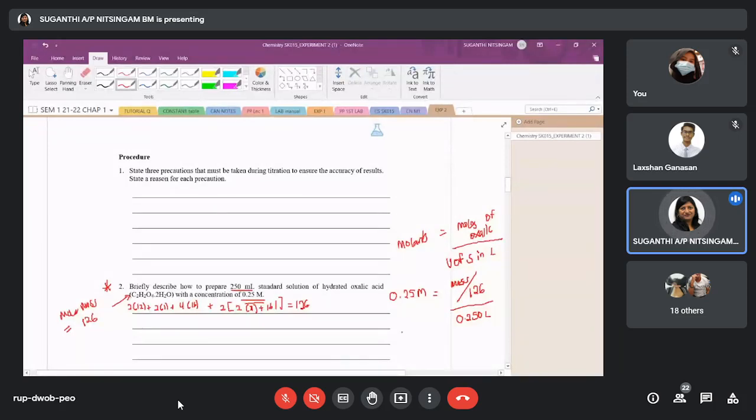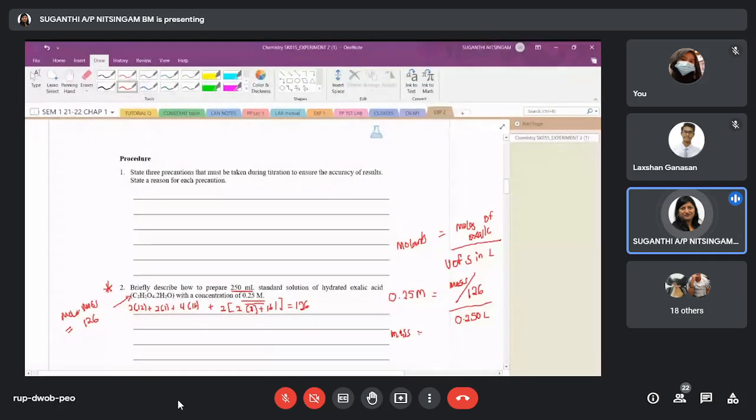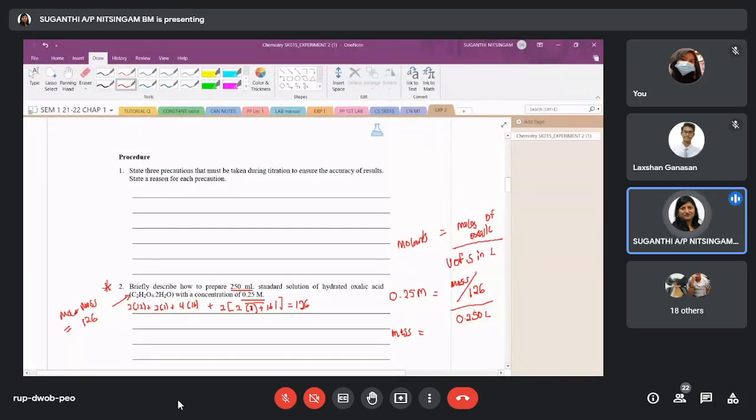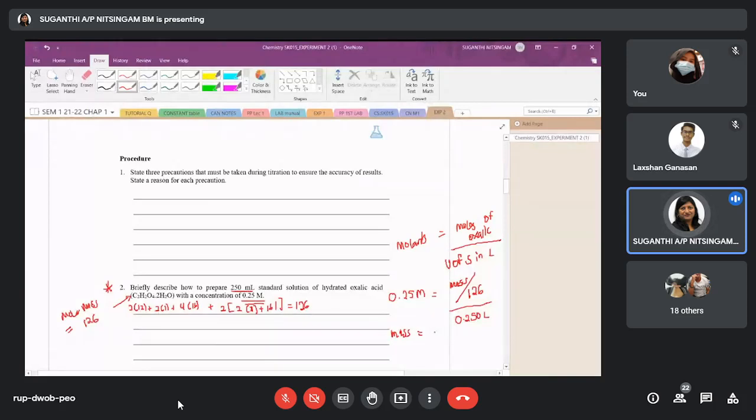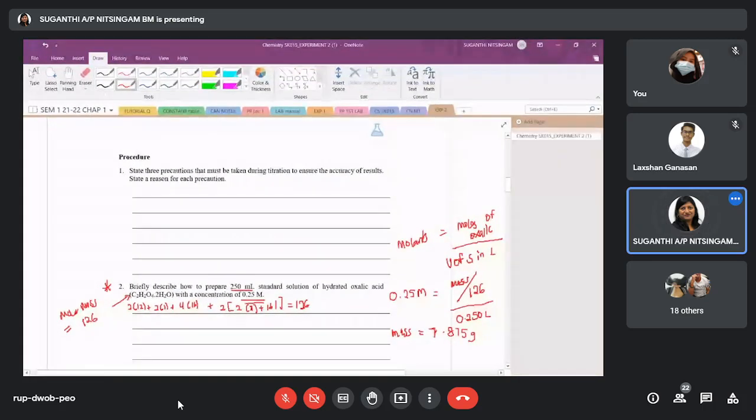So when you use the formula now, you can get the mass. The moles are 6.25, as Lakshan said. You get the moles first. If you do it this way, you can directly get the mass, which is 7.875 grams. This is what you will weigh. Earlier it said 3 grams of oxalic acid; through this calculation, it is 7.875 grams.